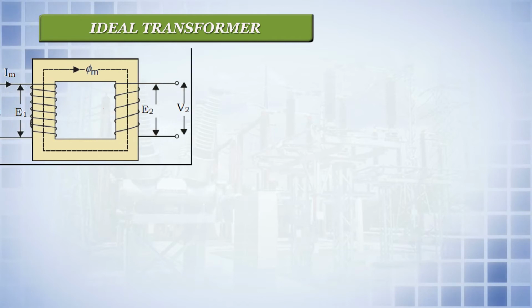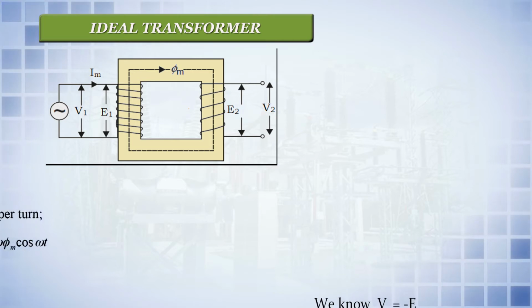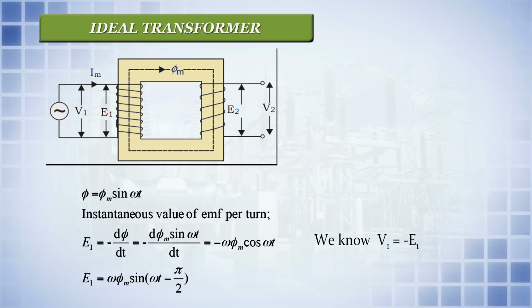Now here you can see the circuit diagram of the ideal transformer, where the applied voltage is V1 and the induced EMF is E1. In the case of an ideal transformer, there is no resistance in the primary winding as well as the secondary winding. So you can say the induced EMF is equal to the supplied voltage. Similarly, the receiving voltage V2 is equal to the induced EMF E2. Due to the magnetizing current, a flux is induced. That flux can be written as phi = phi_m sin ωt.